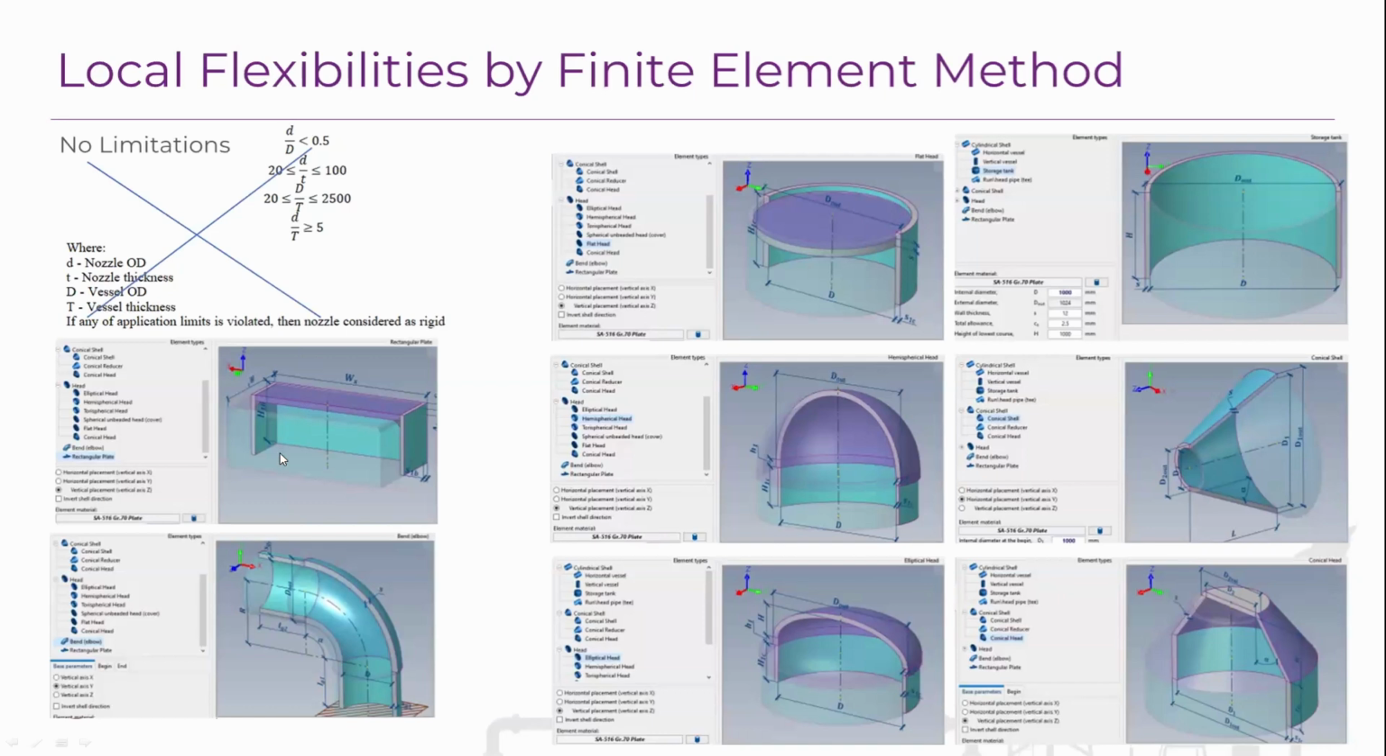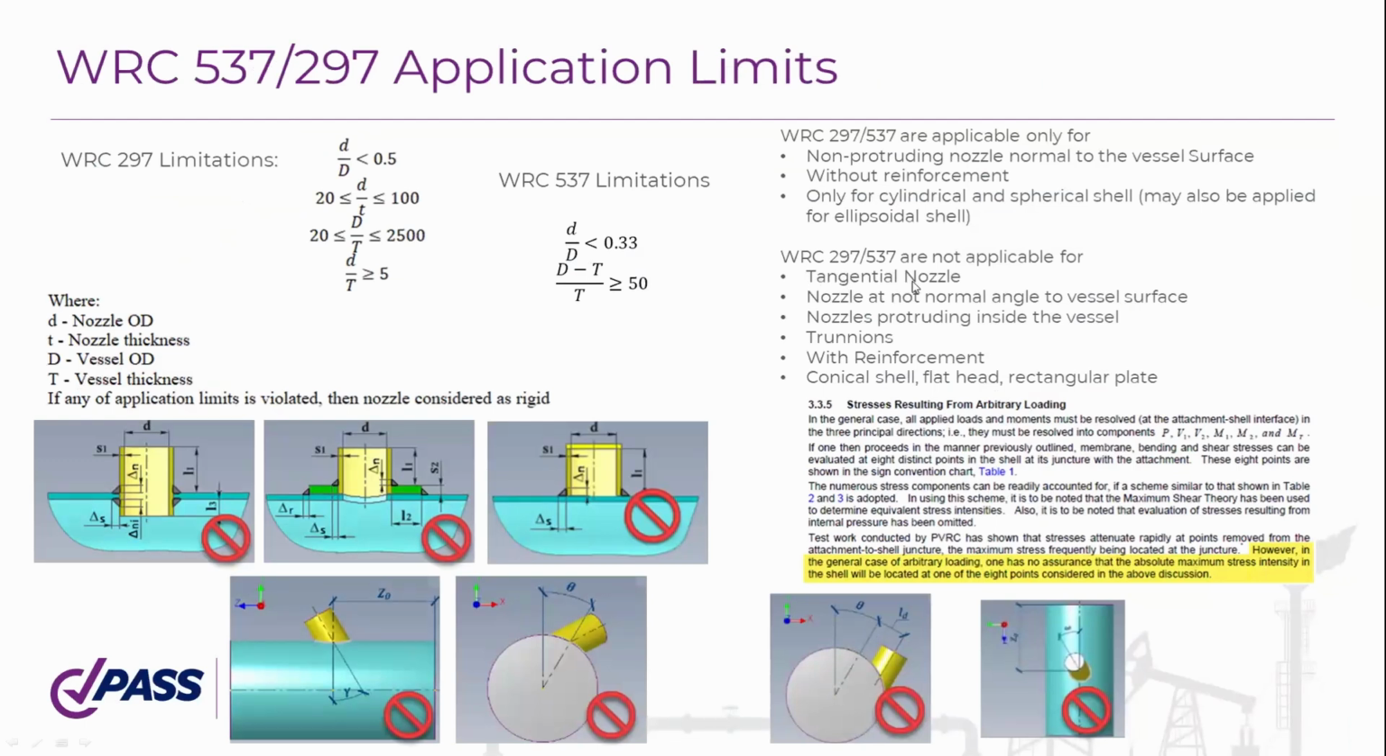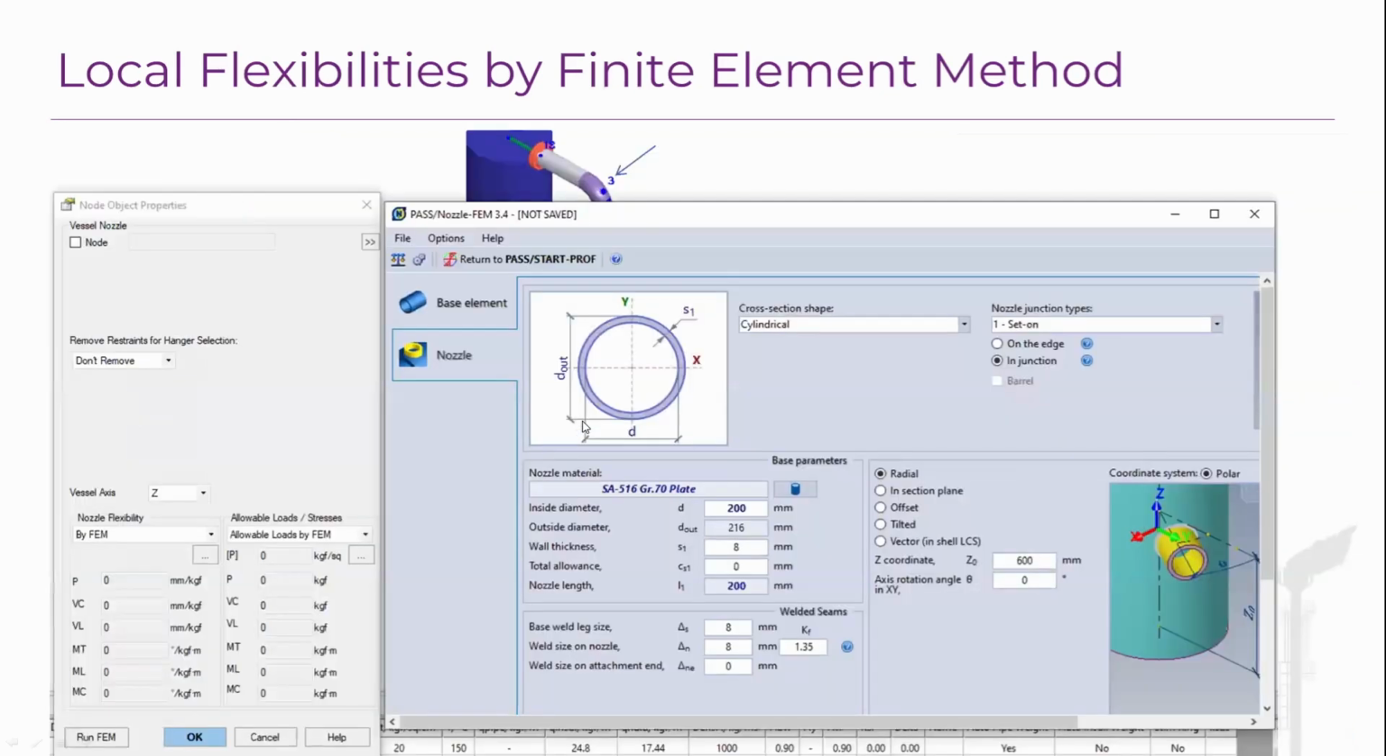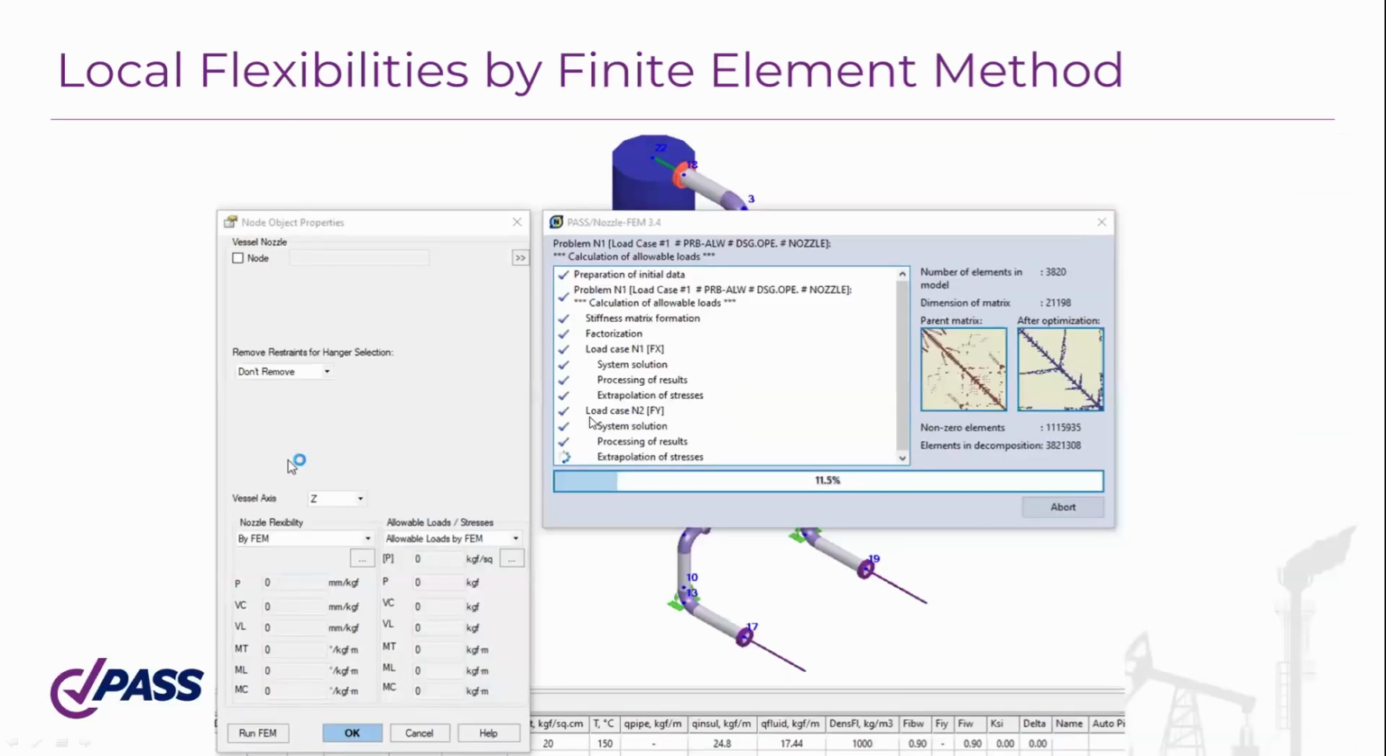You can use the nozzles, for example, tangential nozzles, protruding nozzles with reinforcement, with different types of reinforcements, and it can be connected to the rectangular plates, flat heads, conical shells, and so on, with any other base elements. So how to use it in START-PROF software?